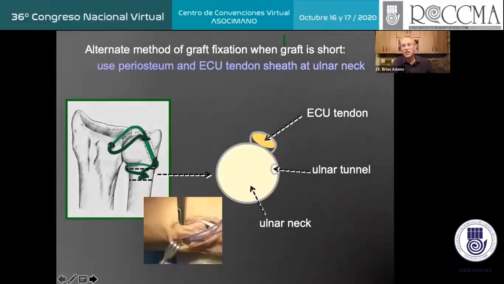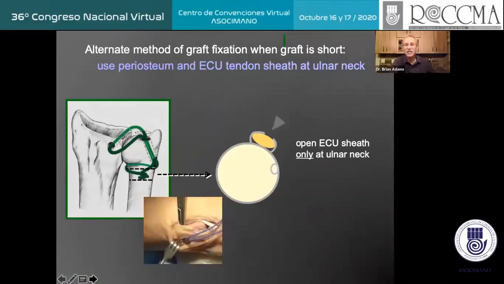And one trick I use more recently in the last few years is not to try to go all the way around the ulnar neck as I originally did, but sometimes it's easier to just wrap it around the ECU sheath at the ulnar neck after extracting the ECU tendon. As I show here in a cartoon, it's pulled out, and then one limb is passed under it subperiosteally, and the other limb goes over the sheath but under the tendon without taking the ECU completely out of the sheath.